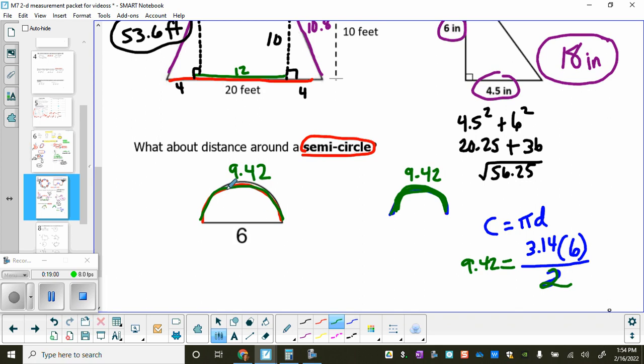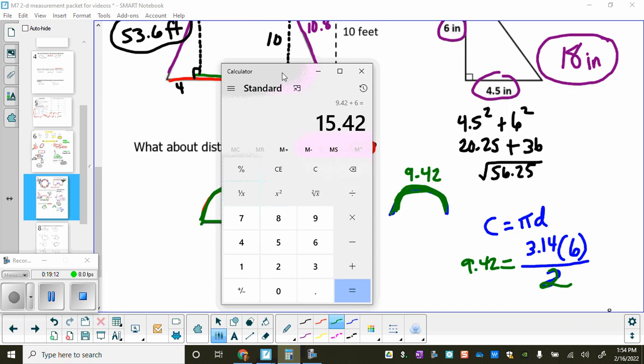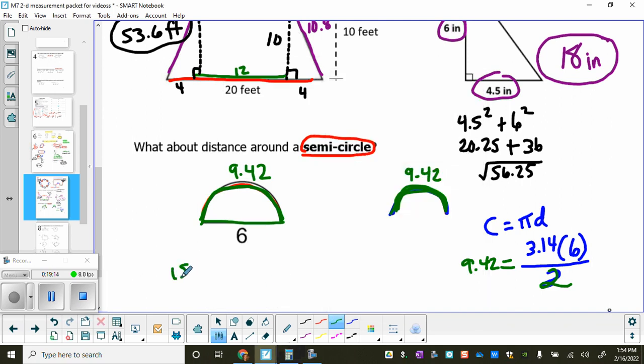Now the catch is, if I'm trying to go all the way around this shape, I got half the circle, but now I do want to trace the 6. So I'm going to add the 9.42 plus the 6. And we get 15.42. I don't have anything labeled, so I'm just going to put units. 15.42 units.